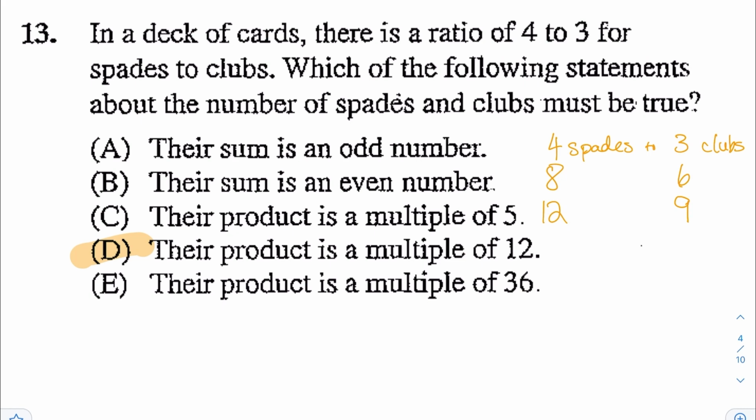For choice A, the sum is an odd number. Well, 4 plus 3 is odd. That's fine, but it could also be any multiple. For example, 8 and 6. There's also a ratio of 4 to 3 once you simplify, but 8 plus 6 is 14. So it can't always be odd or even. You can eliminate choices A and B.